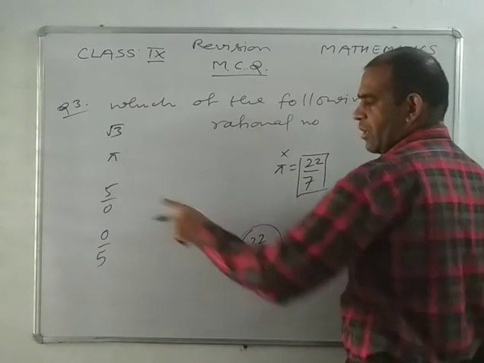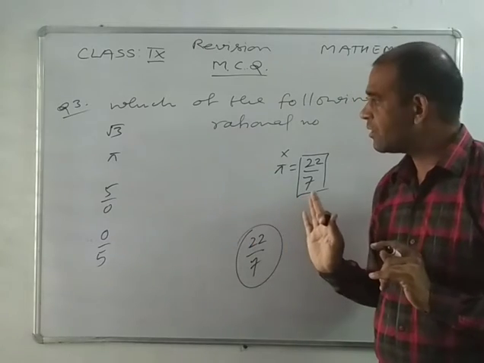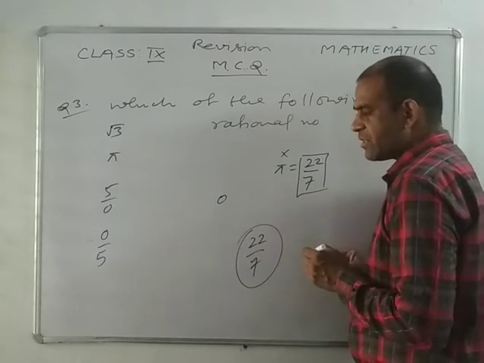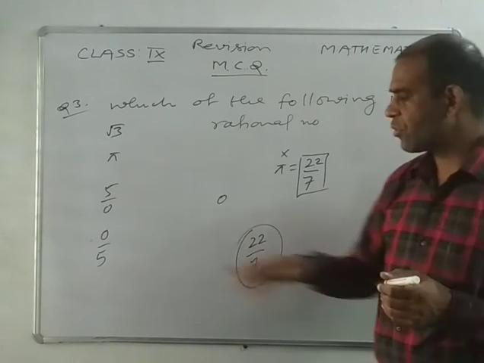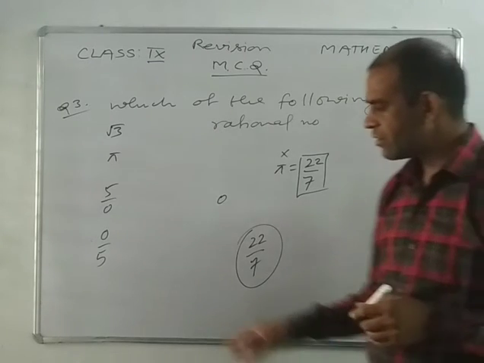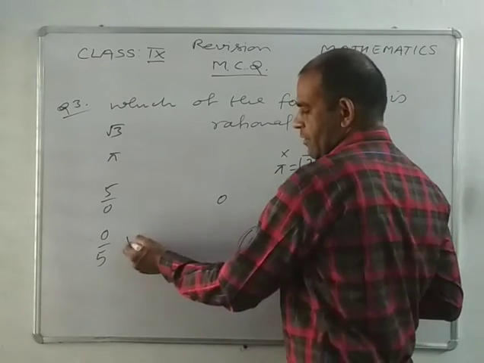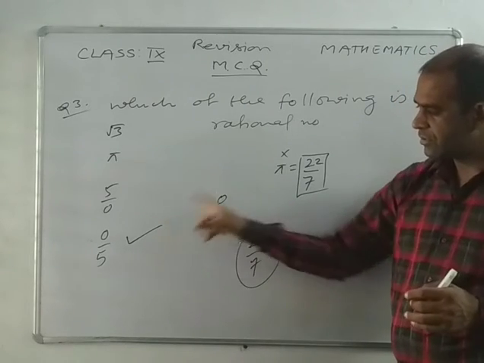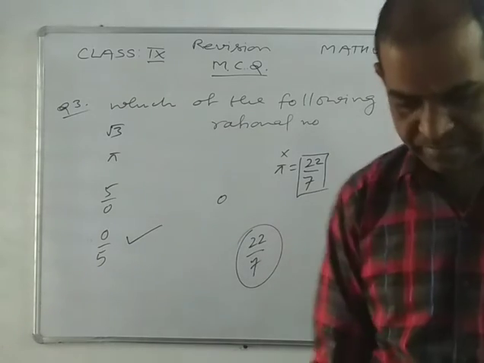5 by 0, any number divided by 0 is not defined, so it is not rational. And 0 by 5 is 0, and 0 is a rational number because 0 can be written in the form of p by q, where p and q are integers and q is not equal to 0. So 0 by 5 is a rational number because 0 satisfies the definition of rational number.